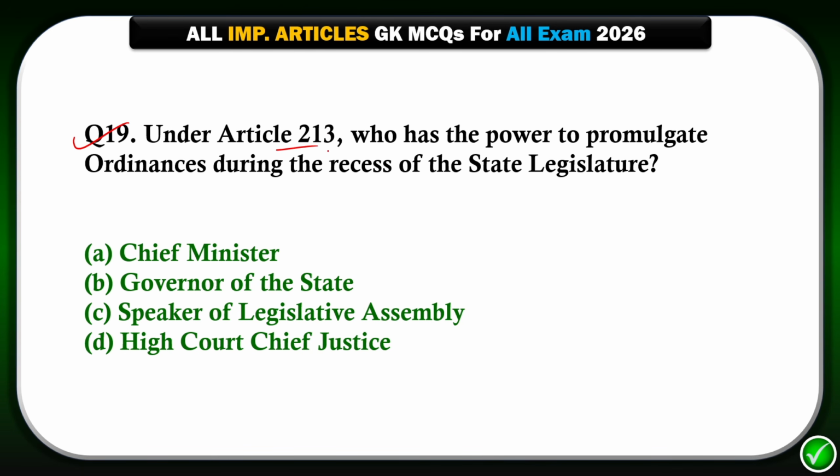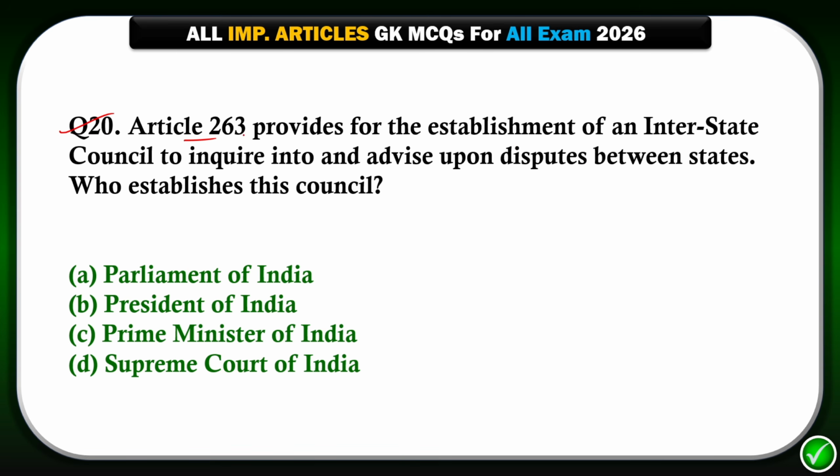19. Under Article 213, who has the power to promulgate ordinances during the recess of the state legislature? Option number B. Governor of the state. 20. Article 263 provides for the establishment of an interstate council to inquire into and advise upon disputes between states. Who establishes this council? Option number B. President of India.